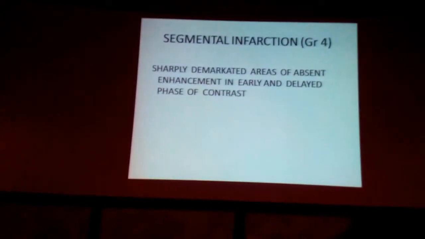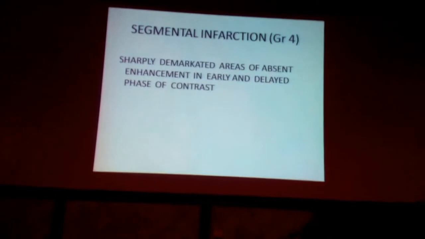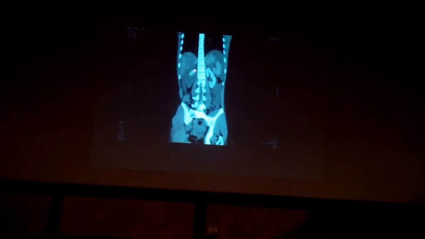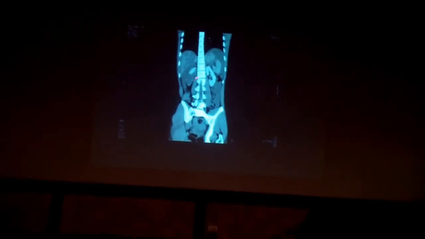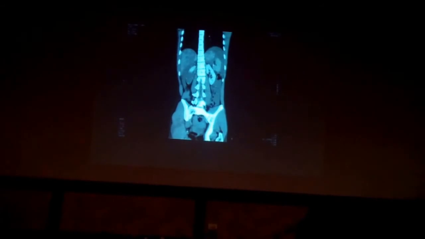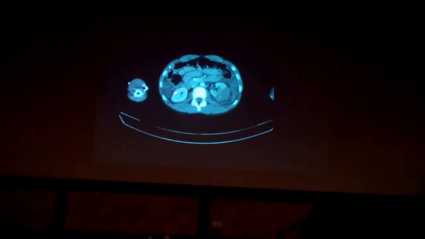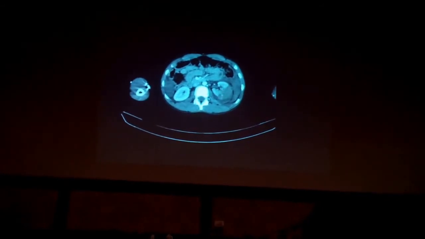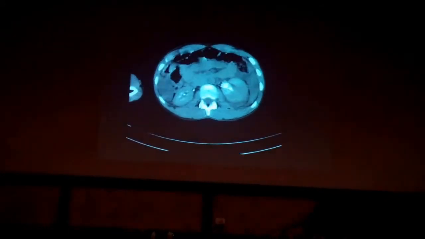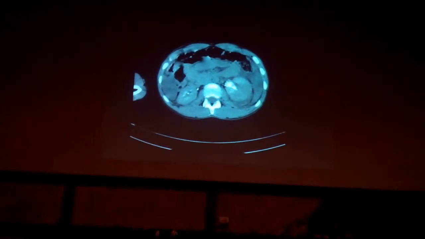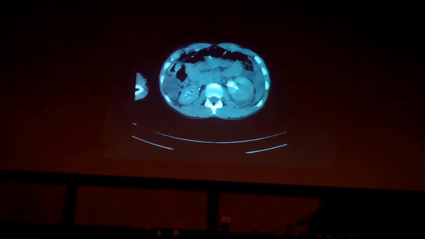Next is segmental infarction, grade 4. A sharply demarcated area of absent enhancement. Normal left kidney, a lot of hemoperitoneum is there. Upper pole is okay, lower pole well demarcated, no attenuation at all here. A normal right kidney, left kidney well defined here. These will not enhance. In the delayed scan here, there is no enhancement. This is how you differentiate from a contusion.